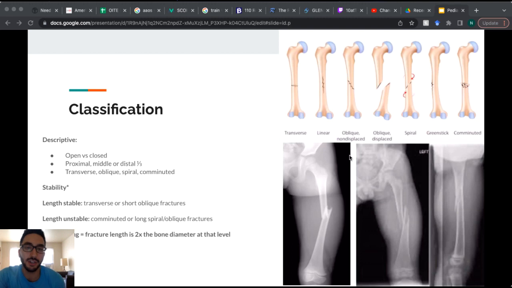Moving on here in terms of classification, these have a descriptive classification. So what kind of fracture is it, right? Is it open or closed? Is it of the proximal, middle, or distal third of the femur? Is it transverse, oblique, spiral, or comminuted?